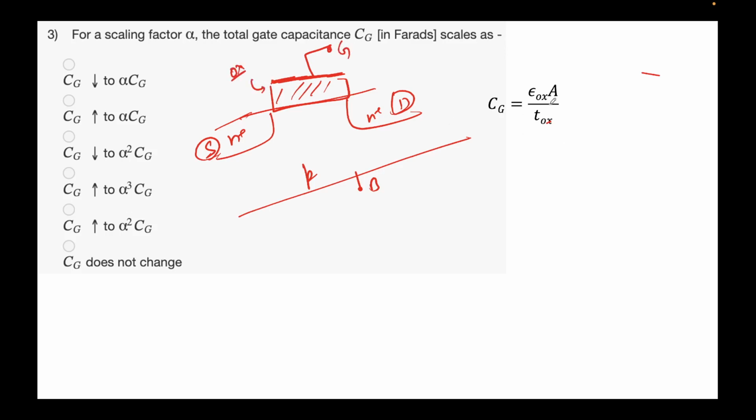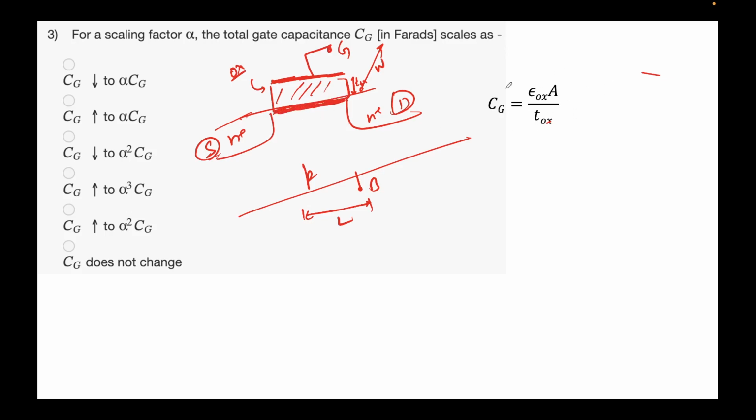What is the Cg? The gate capacitance is nothing but epsilon oxide times the area. Please remember, this is the length, and the width is in this dimension, into the plane of the screen. So epsilon ox into A over Tox. This is the Tox that I'm talking about, the thickness of the oxide. Very simple, because the inversion layer is somewhere over here. We are assuming that we are applying such a gate bias that the inversion layer is formed along with, naturally, the depletion layer. So this is the expression.